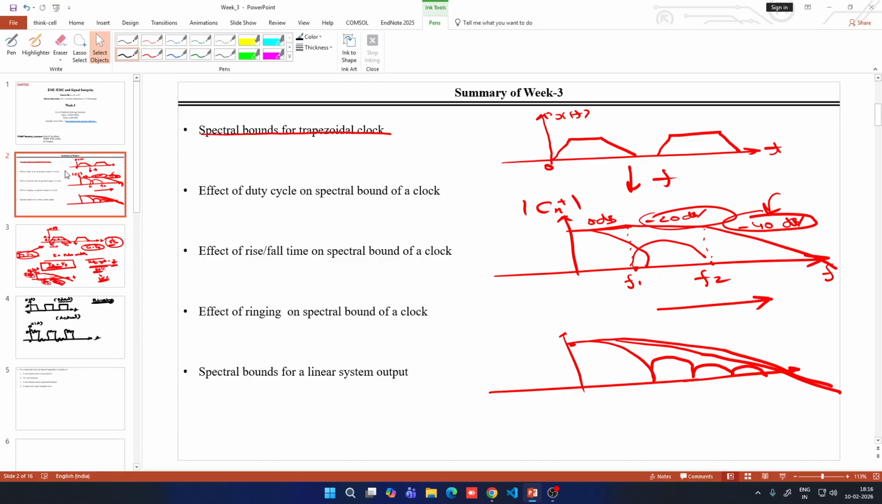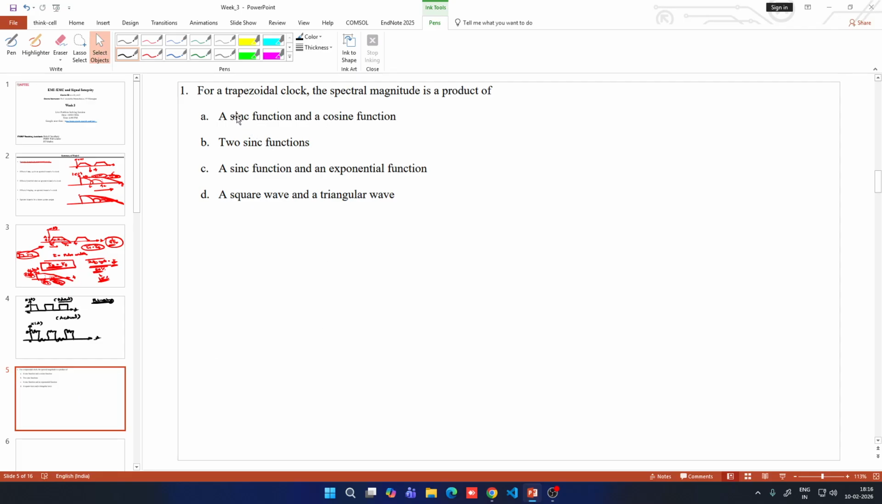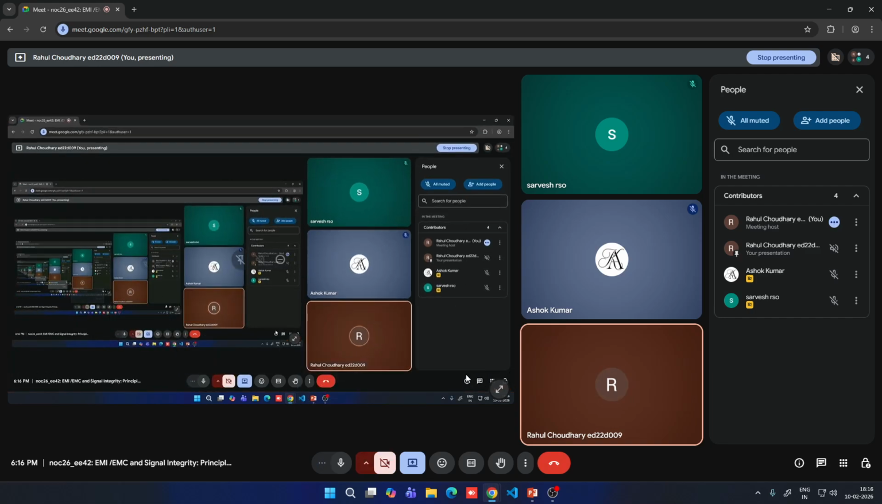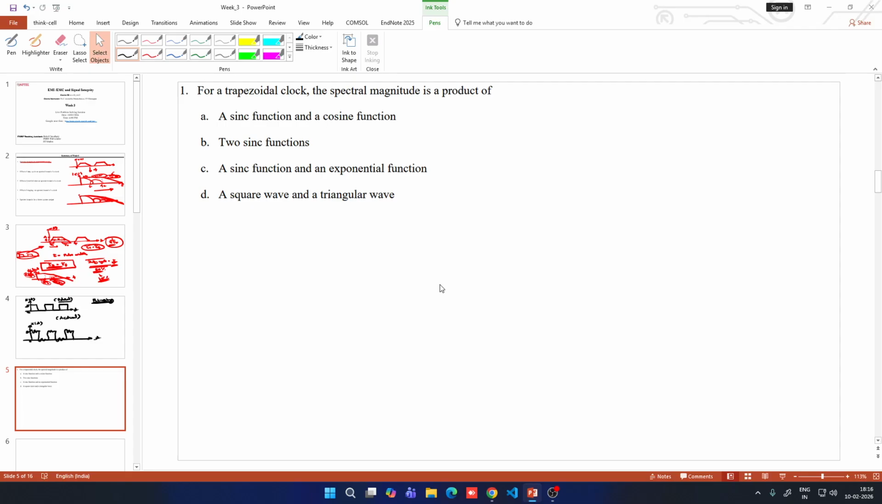Next, what was discussed was the spectral bounds of a linear system output. That also we will discuss. I have put some problems based on that, and we will discuss it during that time. So now let's start with question number 1. Before we start, just let me know if you have any doubt. Otherwise we will move on to the problems. I request you to have a pen and paper with you. You can also solve along with me, because I will be going slow, so you will have enough time to solve. If you face any doubt, you can ask now itself.